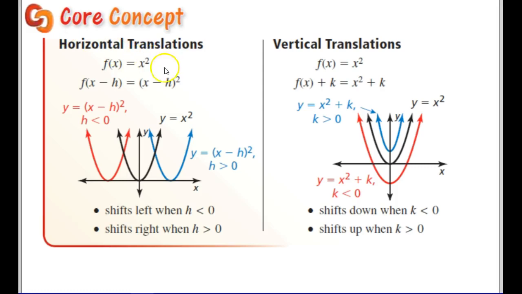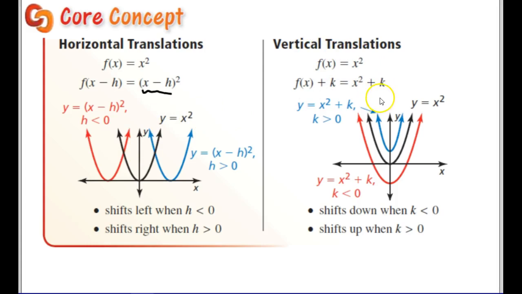Okay, so the first ones we want to look at are our translations, both horizontal and vertical. With horizontal, you'll notice that it's inside the parentheses. I'm always going to have x minus h. So when h is greater than 0, like an x minus 4, it shifts to the right, and if I've got an h value that is less than 0, it's going to go to the left. And we'll look at some examples of these.